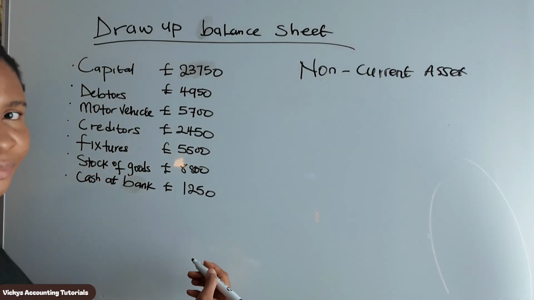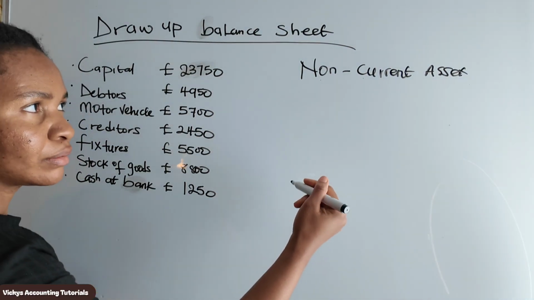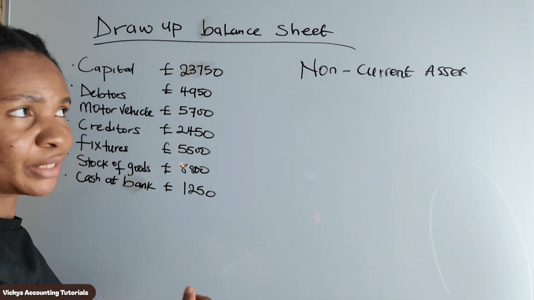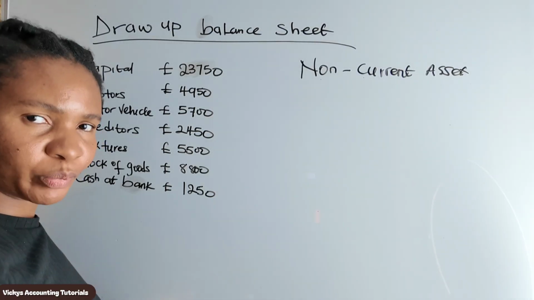Based on this list, what do you think can be classified as a non-current asset? Having the idea that a non-current asset is an asset that can be used for more than a 12 month period.